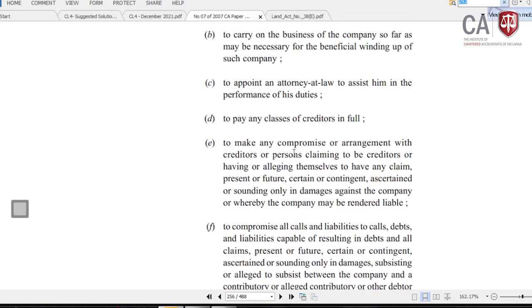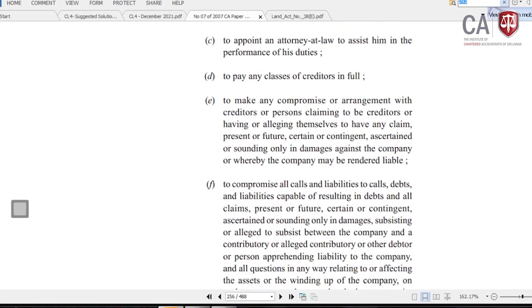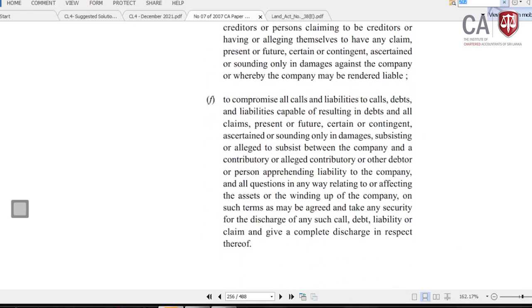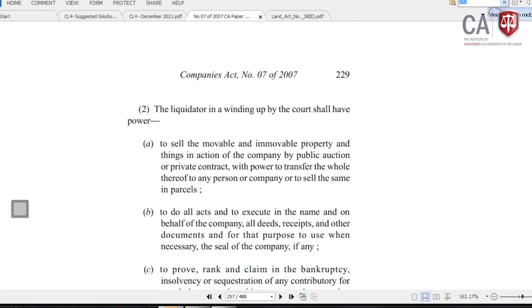Another power is to pay any classes of creditors in full. Likewise, you have the power to make any compromise or arrangement with creditors or persons claiming to be creditors or having or alleging themselves to have any claim, present or future, certain or contingent. So without thinking too much, you can reproduce the whole thing, because this is a power granted to a liquidator. Another one that you can mention is to compromise all calls and liabilities, and you can reproduce this as well. And these also you can mention.